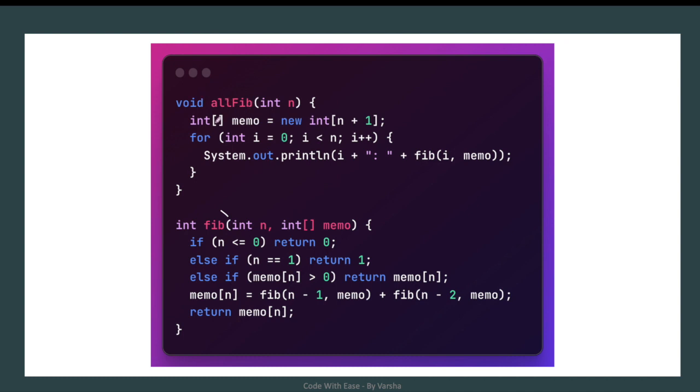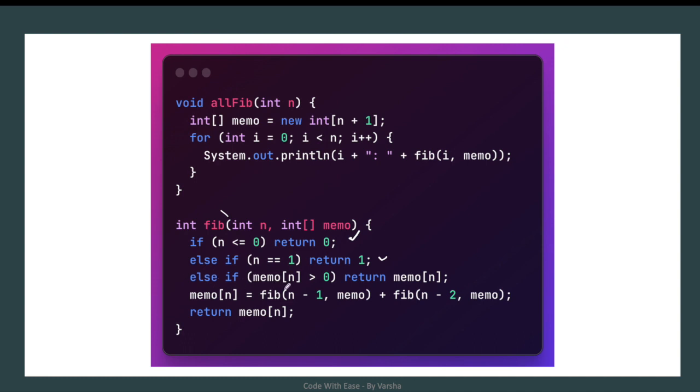Starting from this, we have an array called memo, and then we have a for loop which is running from 0 to n, and it is trying to print the return value of this method called fib, where it is taking the ith value every time, and this array called memo. Inside this fib there are base conditions: if n is less than or equal to 0, return 0. The usual base condition, if n equal to 1, return 1.